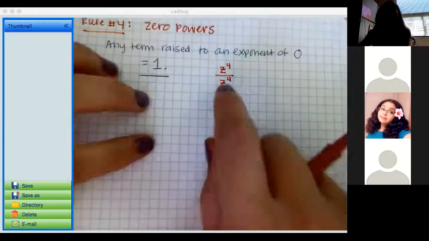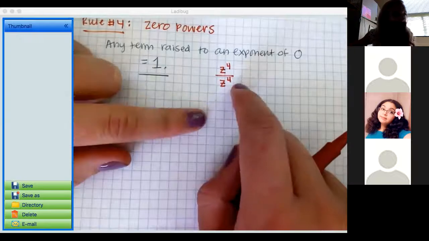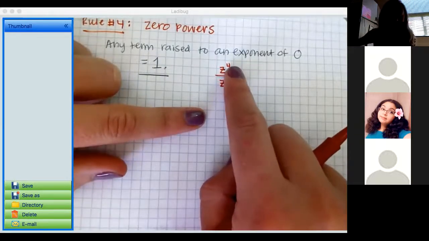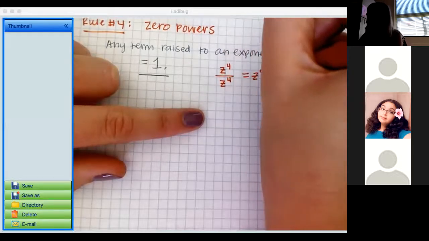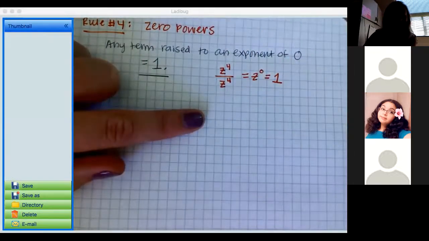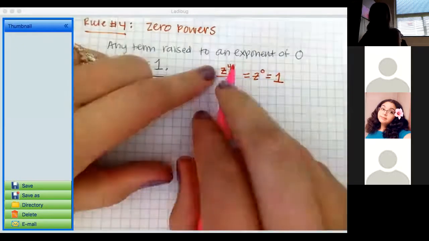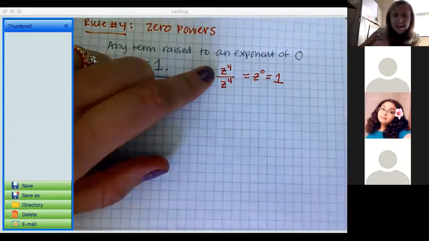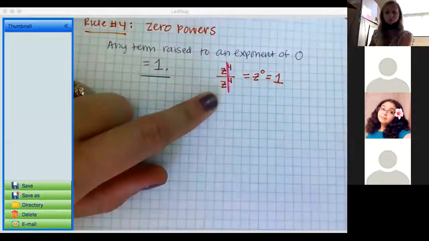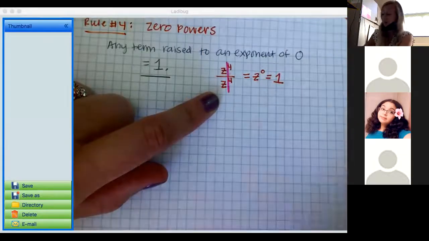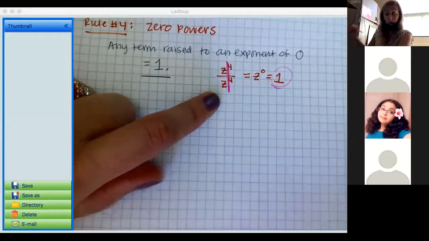All right. Z to the 4th over Z to the 4th. We are dividing. What do we do with our exponents when we divide? Subtract them. So y'all, what's 4 minus 4? 0. But we just learned anything to the 0 is 1. 1, and here's why. If you do 4 divided by 4, it equals 1. If you have anything divided by itself, it cancels, right? So that makes it a placeholder of 1. Y'all with me? Yeah. All right, let's do an example.